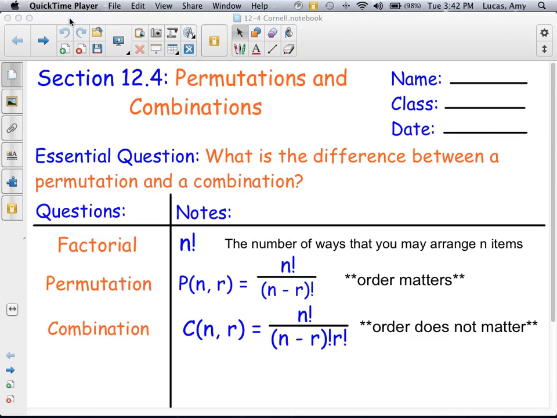The denominator on the combination, you have the n minus r factorial, and then it's multiplied by r factorial. So you have to make sure that you solve the entire denominator and that you divide your fraction at the very last step. Hopefully this will make sense when you see a couple of examples.